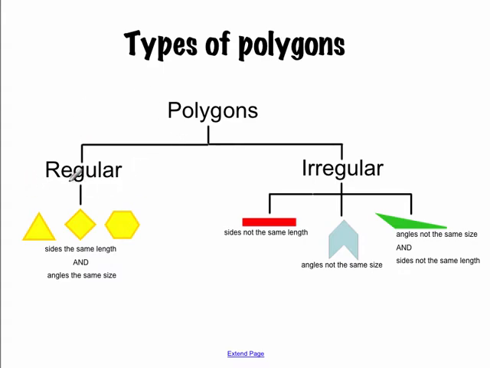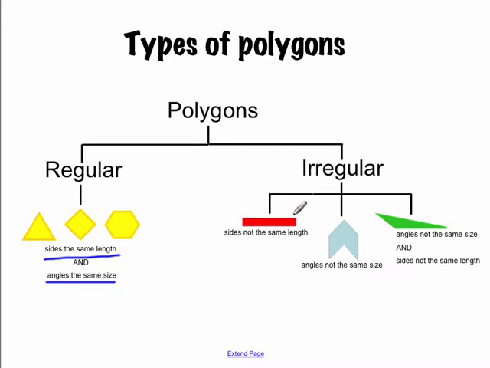I've broken this down into regular polygons and irregular polygons. Now, regular polygons are ones that look all nice and neat. Their sides are the same length, and their angles are the same size. So they're regular, they're normal shapes.